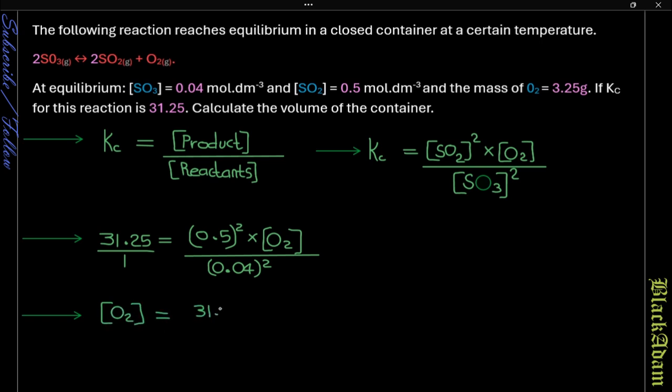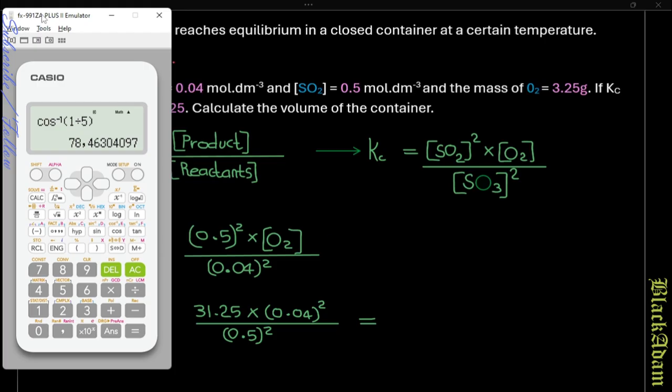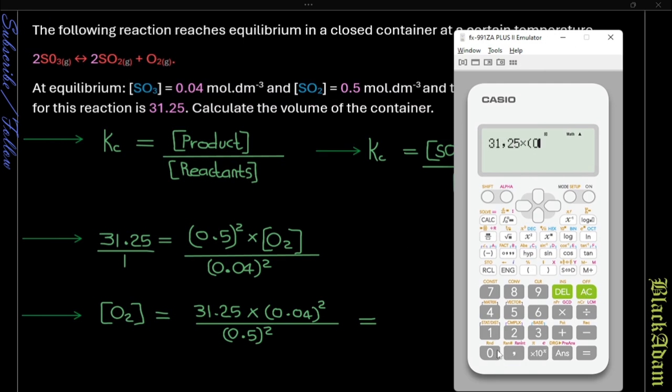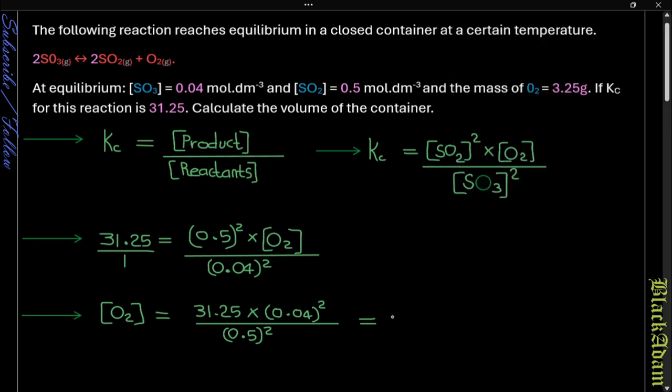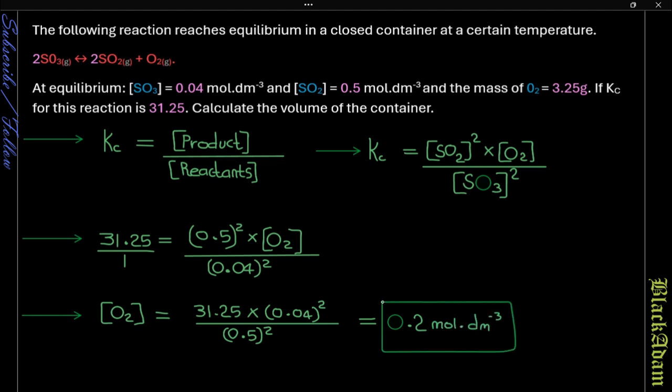So for oxygen, the concentration of oxygen is going to be the product of 31.25 multiplied by 0.04 to the power 2, and all that divided by 0.5 to the power 2. And solving for the concentration, we have 31.25 multiplied by 0.04 to the power 2 divided by 0.5 to the power 2 gives us 0.2. So our answer is 0.2 mol per decimeter cubed.